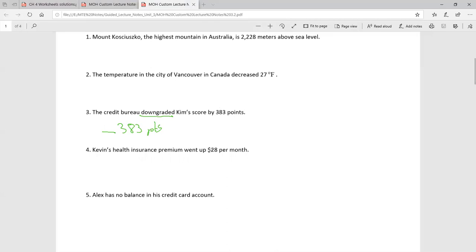Kevin's health insurance premium went up $28 a month. So that would be a positive $28 per month.